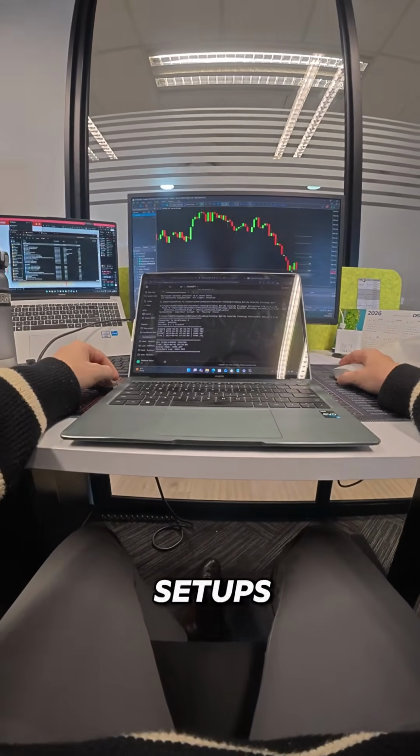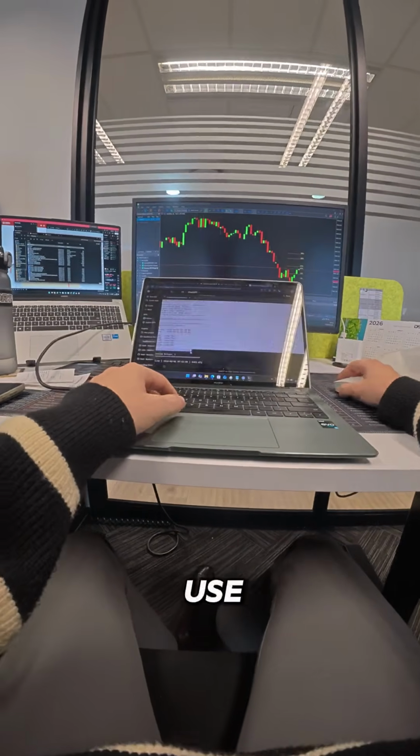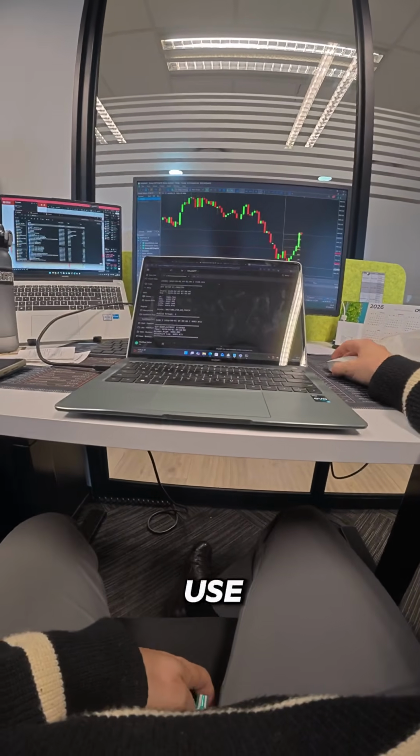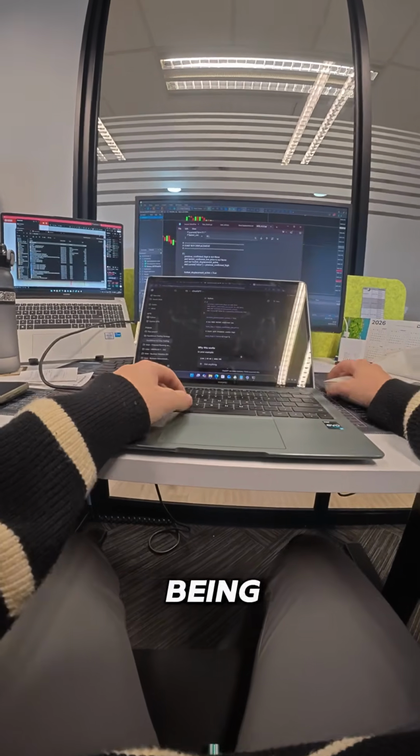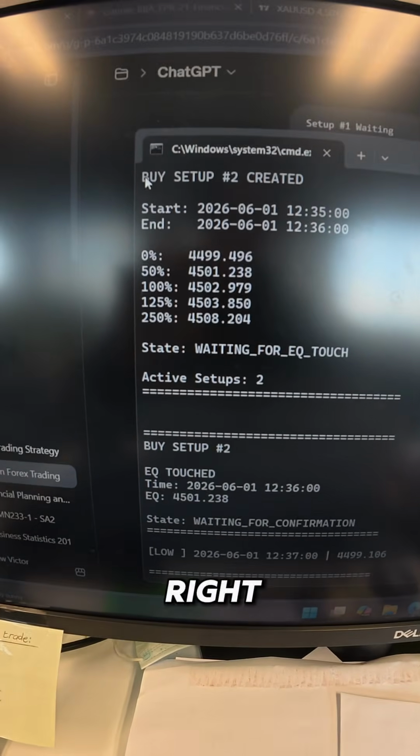I got it to print setups for me, and then I would just make sure if that is the same low I would use and if that is the same high that I would use, and if the displacement is being measured correctly. If the answer was yes, then I knew I was moving in the right direction.